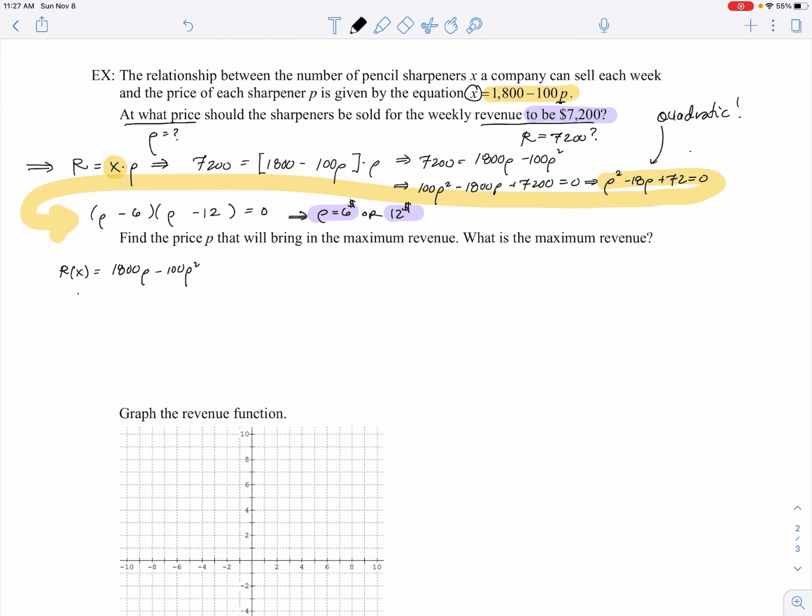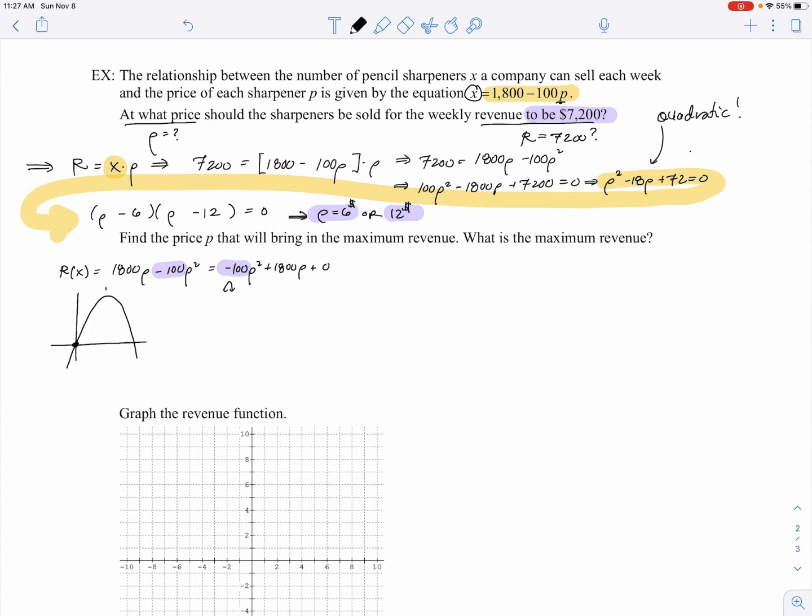And since that's quadratic, if we were to graph that, it would be a parabola, since the leading coefficient, the A value, is negative. In fact, let me rewrite that as negative 100 rho squared plus 1800 rho plus 0, so that it goes through the origin or has a y-intercept of 0. And because the leading coefficient is negative, that parabola opens downward.